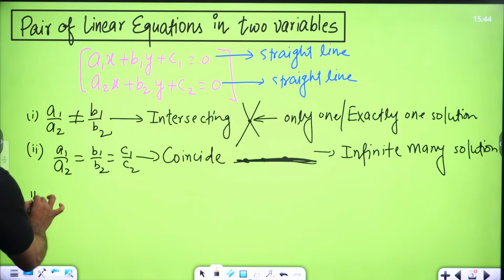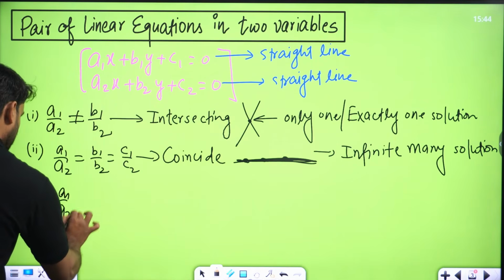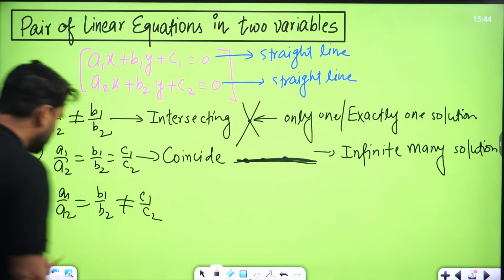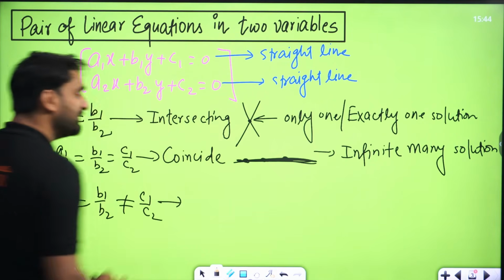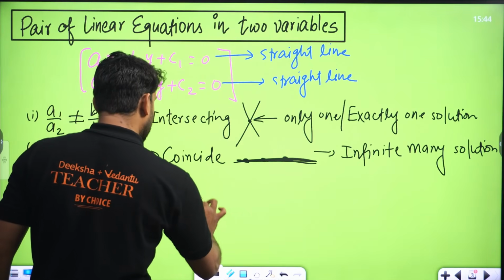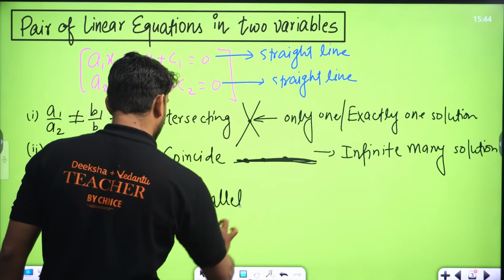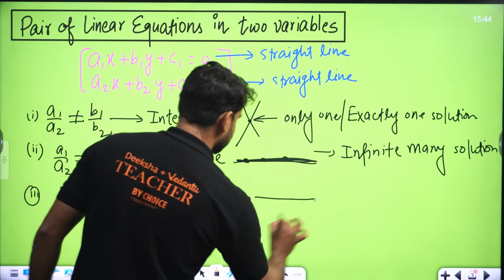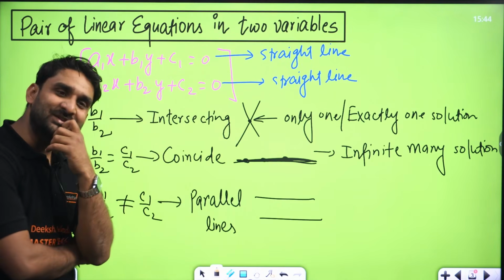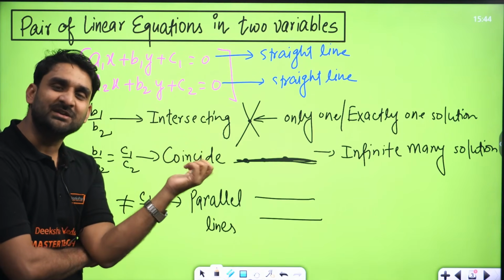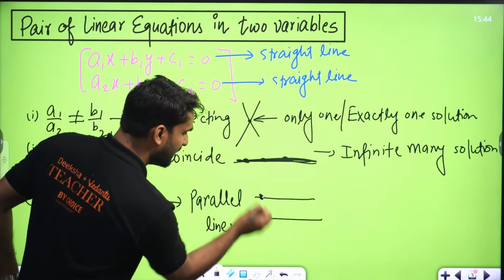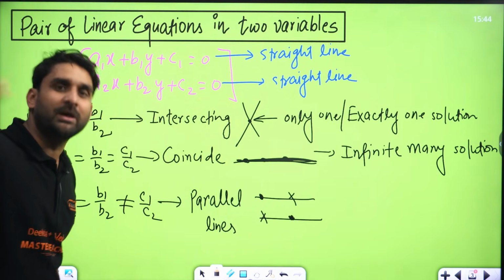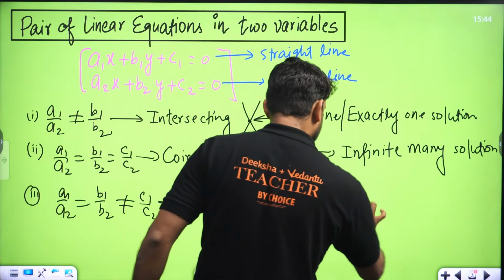And the third is, if a1 by a2 is equal to b1 by b2 but not equal to c1 by c2, my dear, if this condition comes up, it means that the lines will be parallel. If both the lines are parallel, will there be any solution that satisfies both? If I take this point, it is not satisfying here. If I take this point, it is not satisfying here. So there will be no common solution. So no solution will be there.